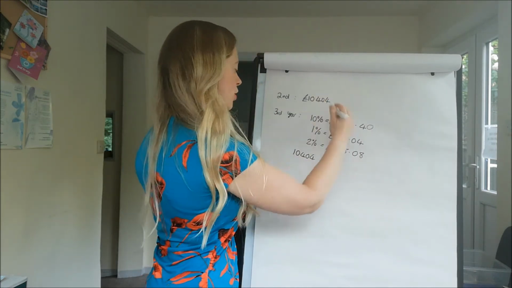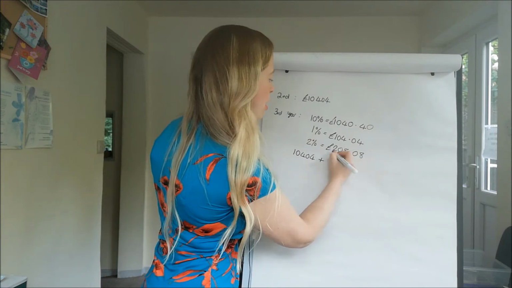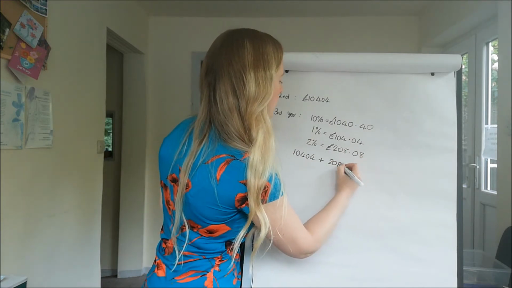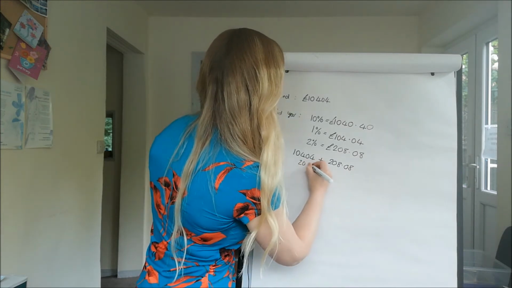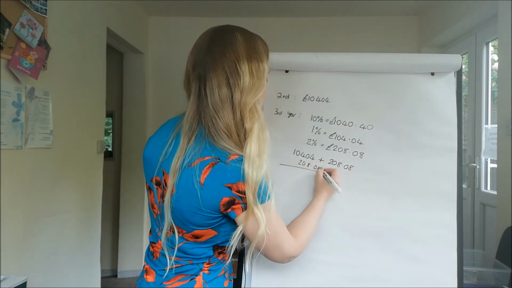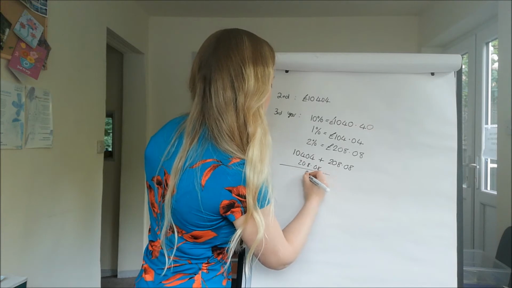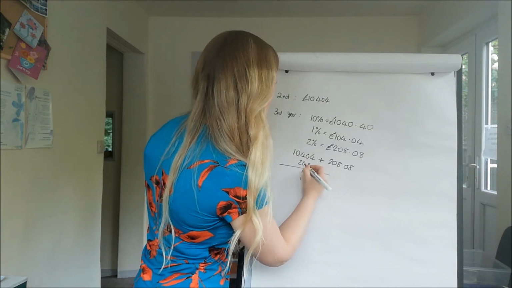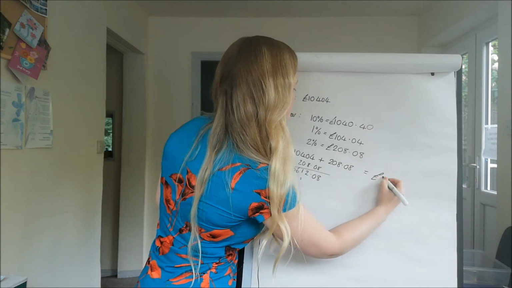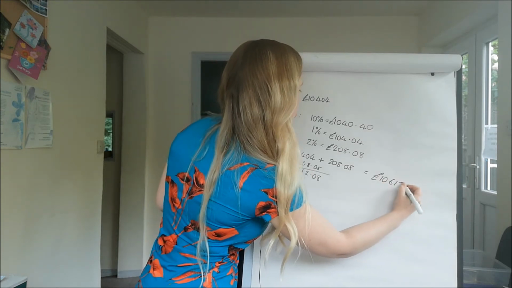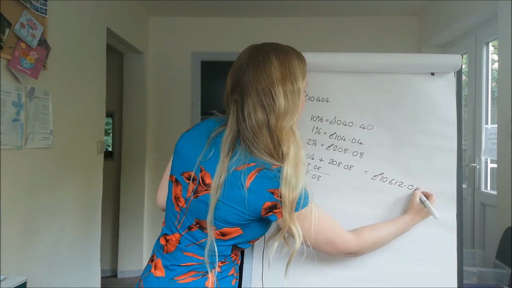And so after 3 years, you'd have 10,404 from second year, plus that 2%, which would be, just write it underneath for ease, 10,404 plus 208.08, which would be £10,612.08.